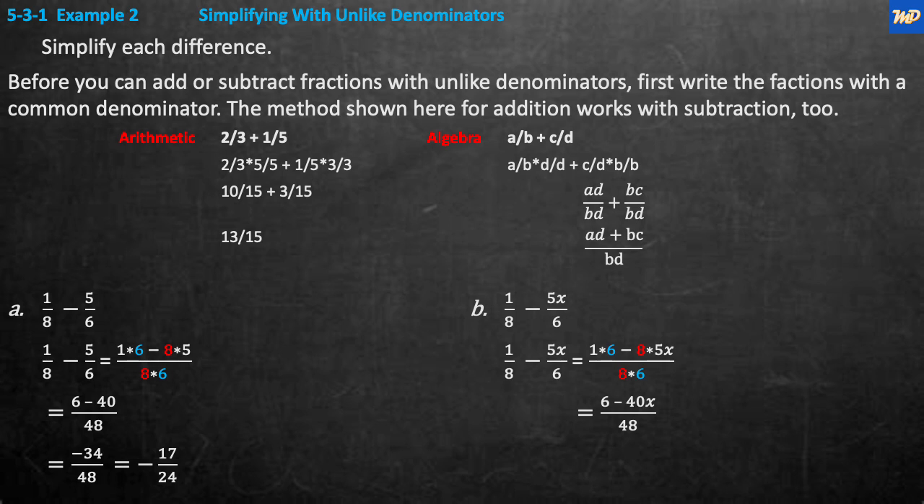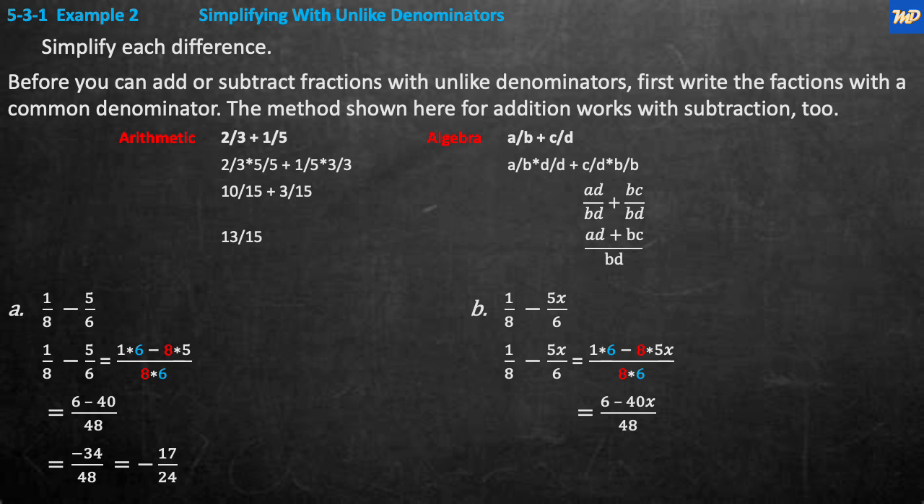Okay, example 2, simplifying with unlike denominators. Simplify each difference down below. We'll look at it here. Before you can add and subtract fractions with unlike denominators, first write the fractions with the common denominator. The method shown here for addition works with subtraction too. So what we're going to do is find how to get the common denominator. We're going to start with the algebra side, I think.